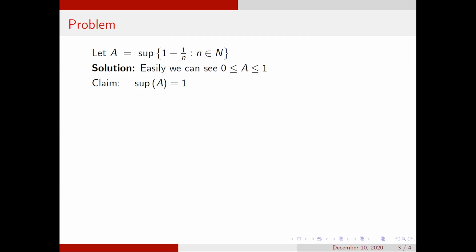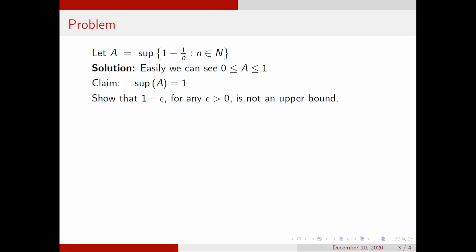Here we claim that the supremum of A is 1. What does it mean? The supremum of set A being 1 means that for any epsilon greater than 0, 1 minus epsilon cannot be an upper bound. So here we will show that 1 minus epsilon is not an upper bound.